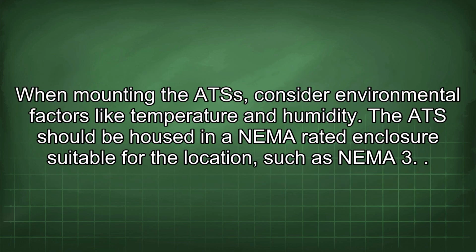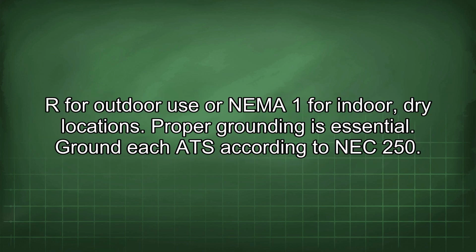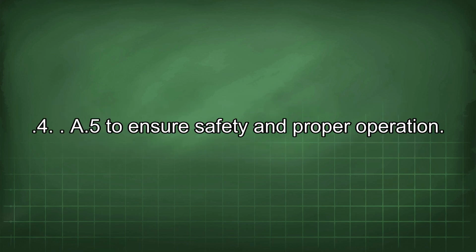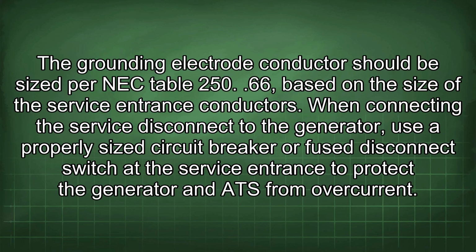When mounting the ATS, consider environmental factors like temperature and humidity. The ATS should be housed in a NEMA-rated enclosure suitable for the location, such as NEMA 3R for outdoor use or NEMA 1 for indoor, dry locations. Proper grounding is essential. Ground each ATS according to NEC 250.24(A5) to ensure safety and proper operation. The grounding electrode conductor should be sized per NEC Table 250.66, based on the size of the service entrance conductors.